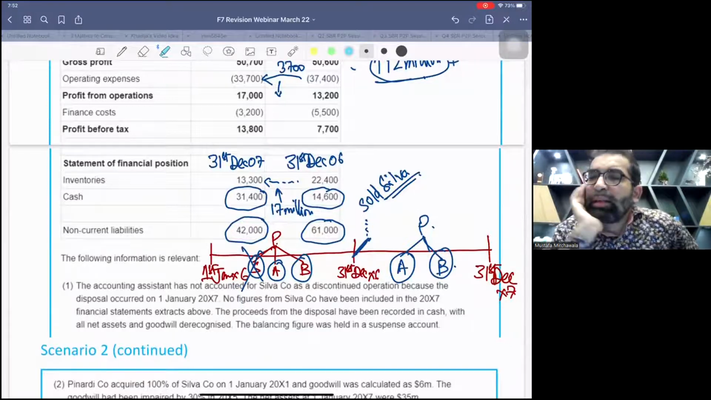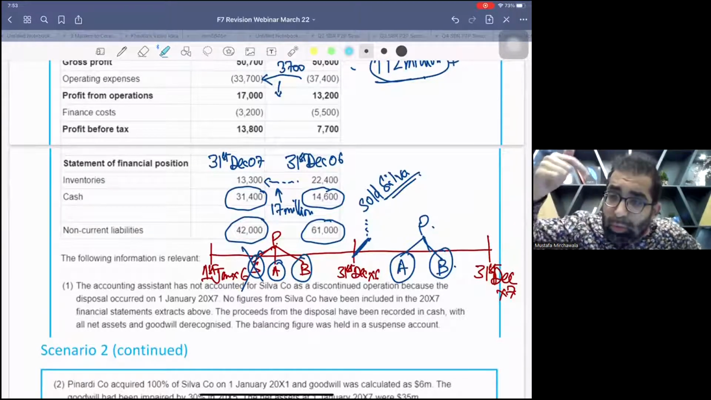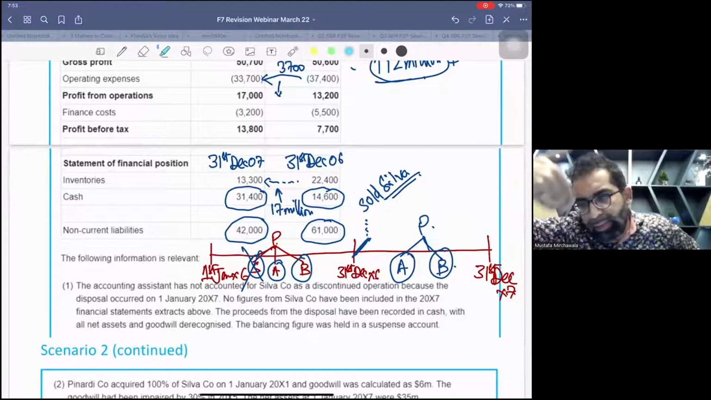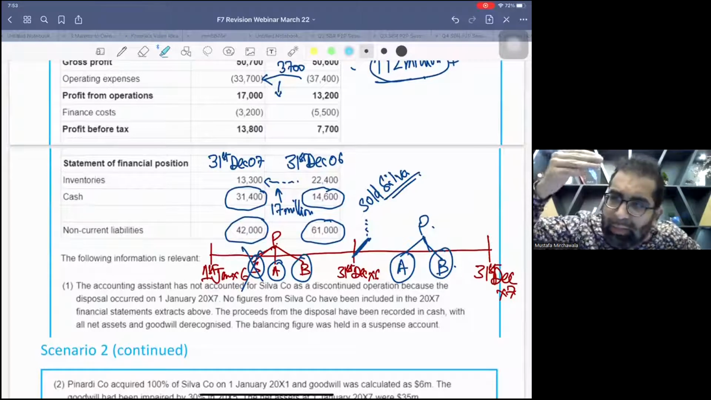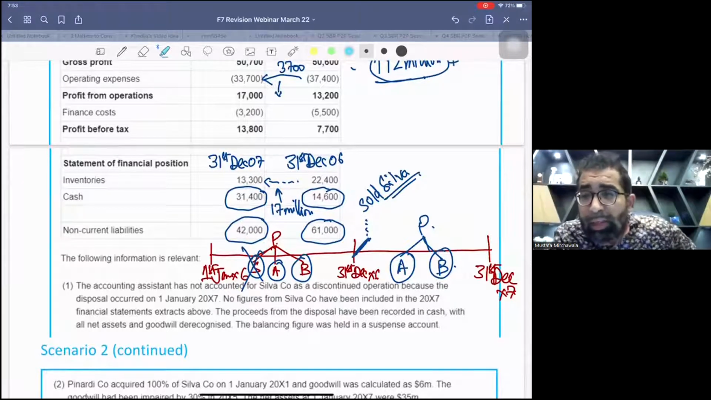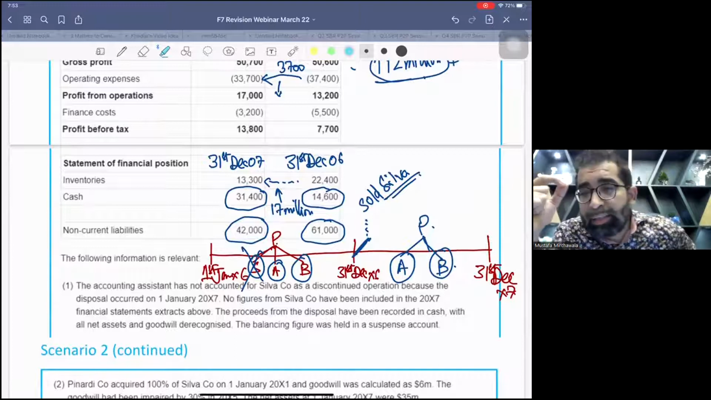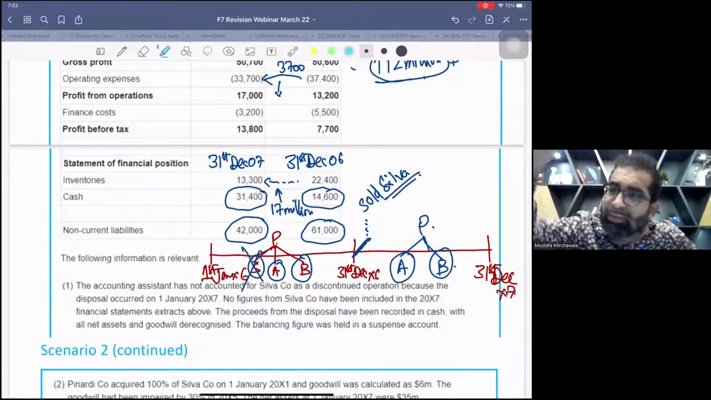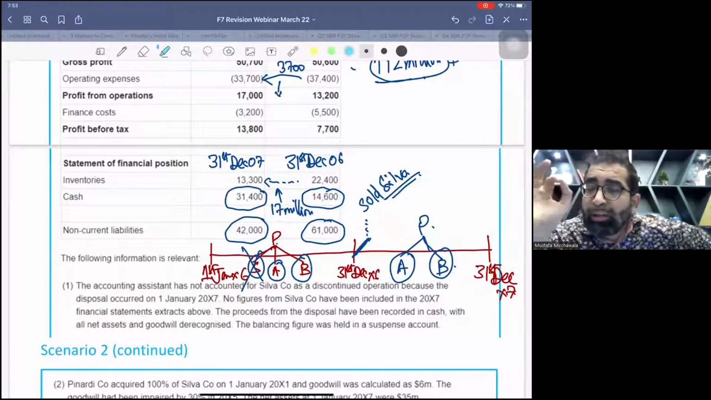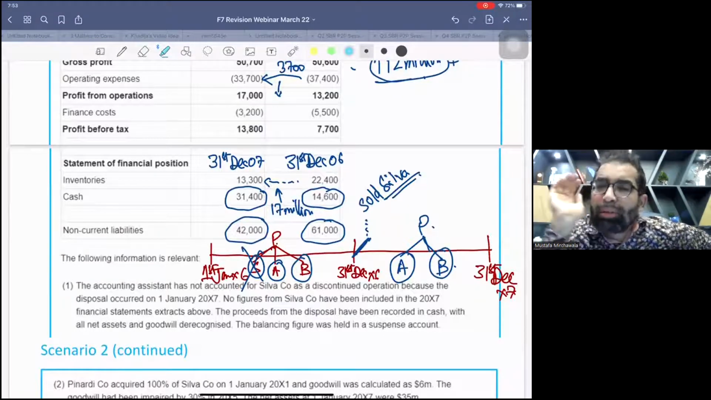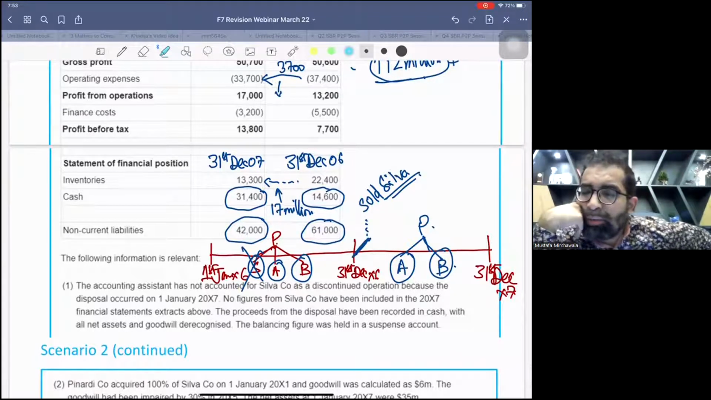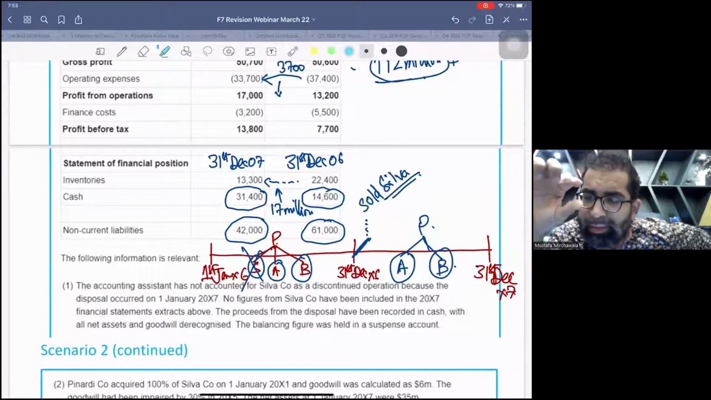Yes, it's a technical point. I repeat, there is a possibility that when we sold the running business of Silva, we sold everything. Everything went out, so the cash balances of Silva also went from us. There is a possibility that Silva had a big cash balance, and because we sold the running business, that cash balance also went. That's why our cash did not improve by $42 million straight away, even though we received $42 million from the sale. I hope you got it. If you don't get it, don't worry. Even the examiner has written in the comments that this is a technical point.